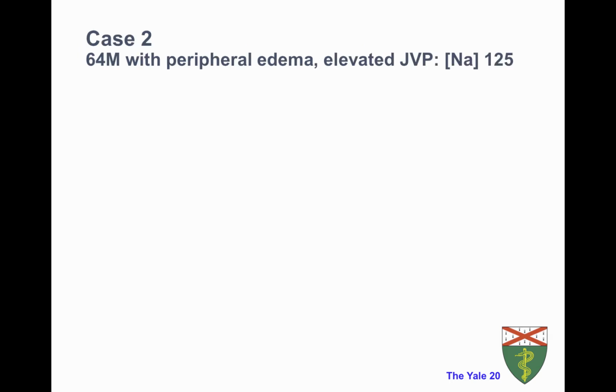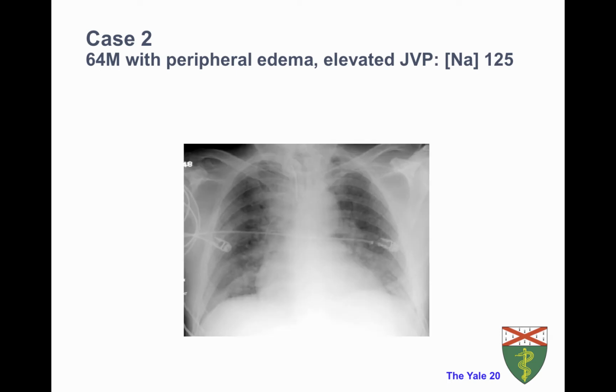Moving on to our next case, here we have a 64-year-old man coming in with worsening peripheral edema and elevated JVP, found to have a sodium of 125. We go through our usual approach. He's asymptomatic and normoglycemic, and on history, endorses worsening dyspnea on exertion, orthopnea, and lower extremity swelling, with a chest X-ray revealing significant pulmonary edema. And we conclude that this is likely hyponatremia secondary to advanced CHF.